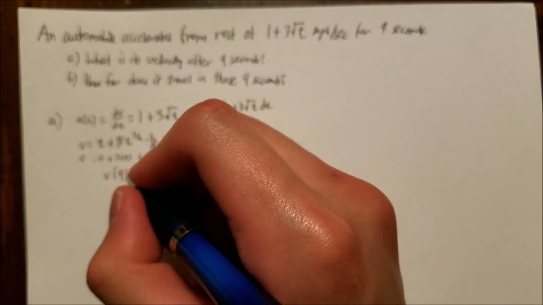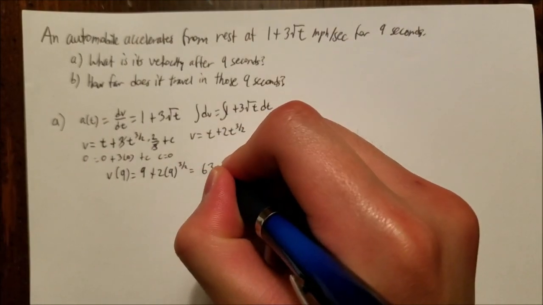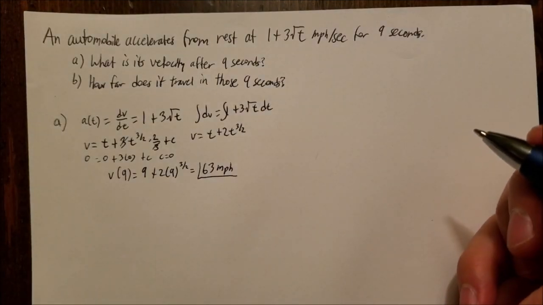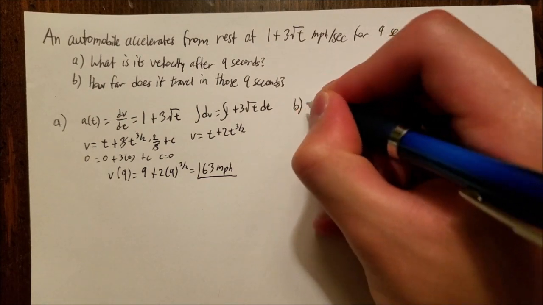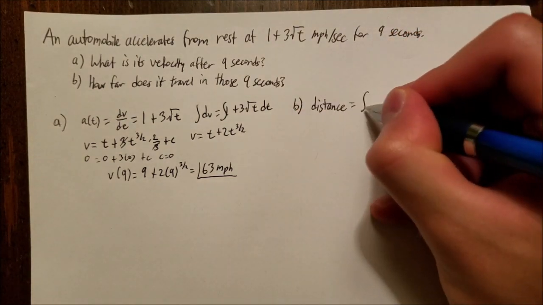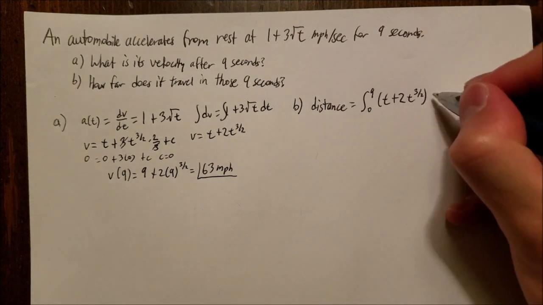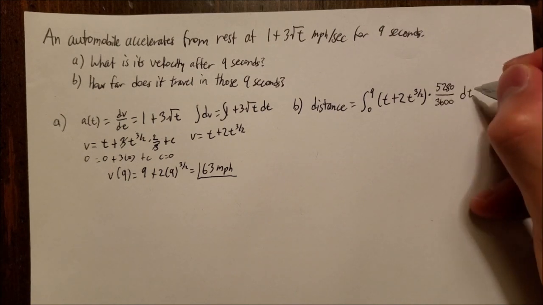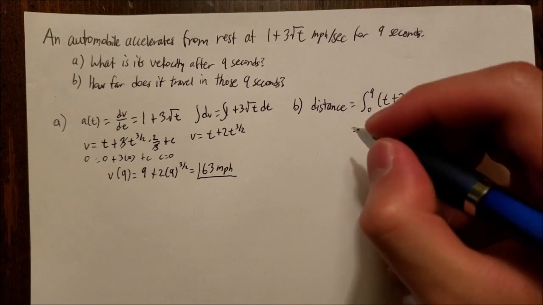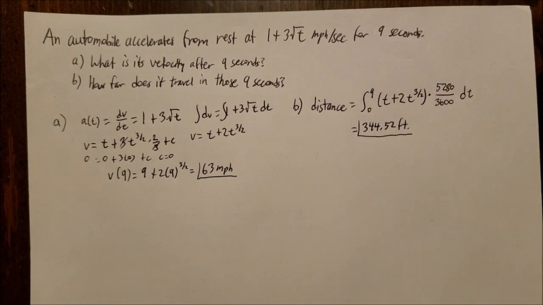So now that you have your velocity, you can simply plug in v of 9 and get that your velocity after 9 seconds is 63 feet per second. Part B of this problem entails finding the distance traveled by the car from time 0 to time 9. In order to achieve this, you simply have to integrate your velocity equation from 0 to 9, and then convert miles per hour to feet per second. Once you do this, you will get your answer of 344.52 feet.